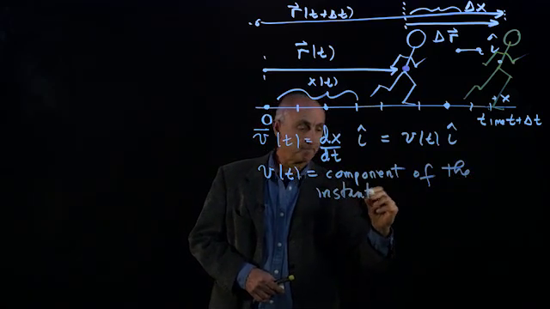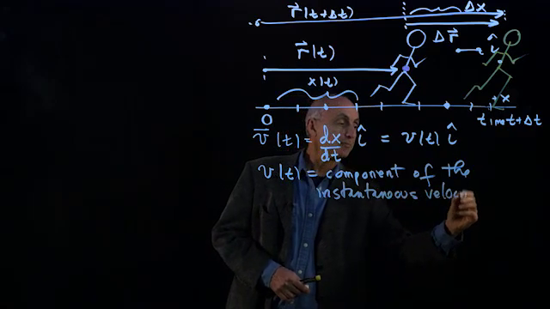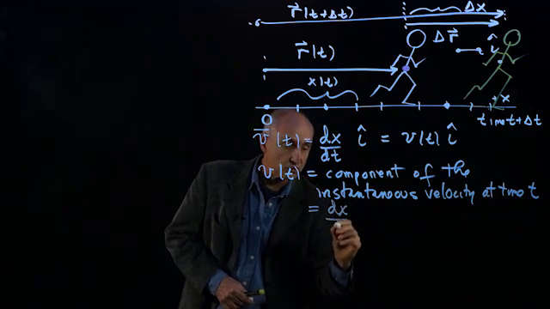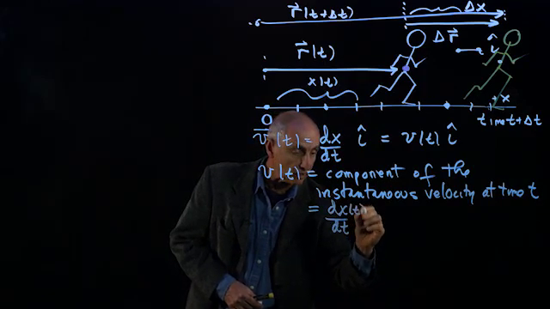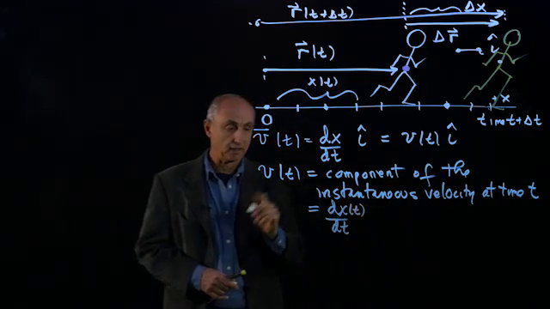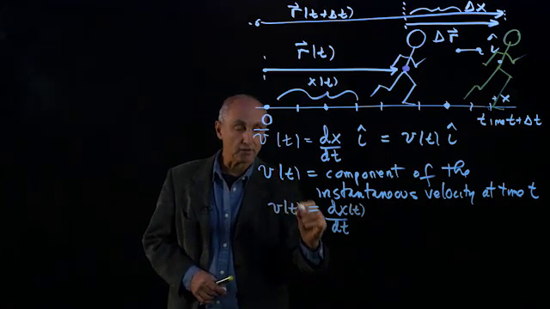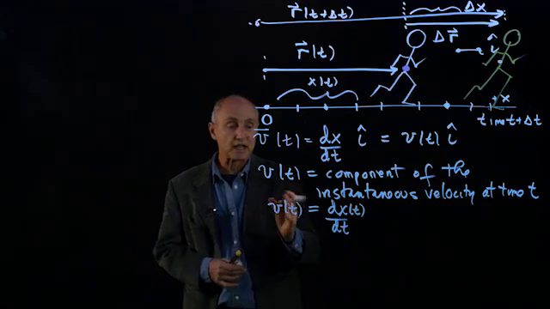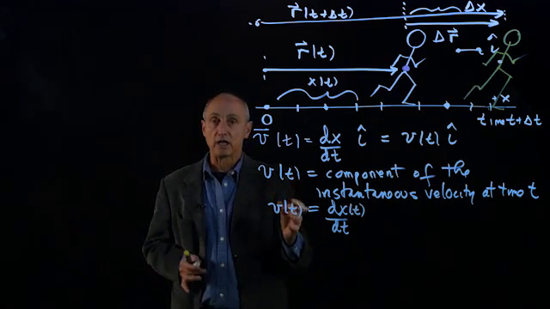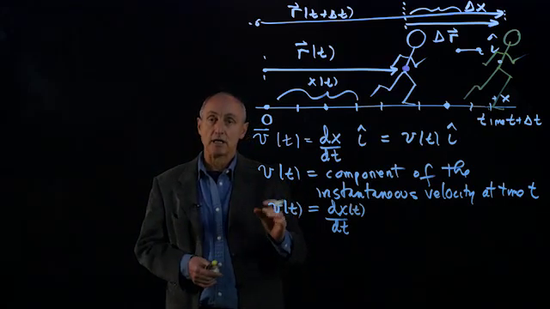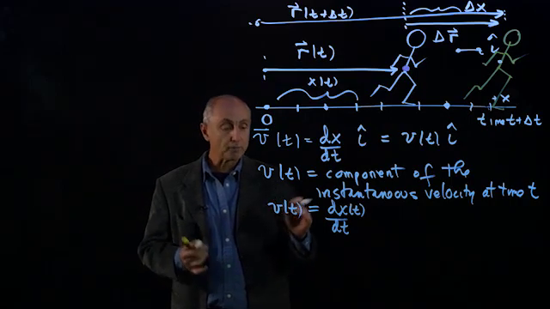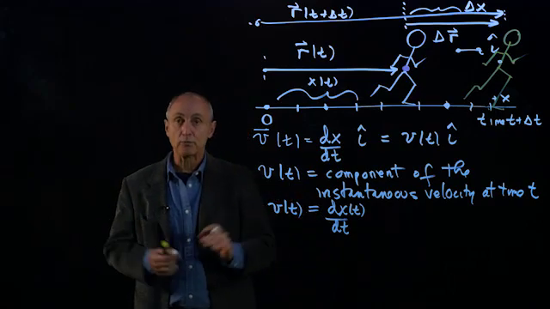velocity at time t. Now remember, this is just a symbol, but we describe this as the derivative of the position function, which I'll indicate as a function of time. And that's what we mean by the component of the instantaneous velocity. Now what we would like to do is ask ourselves, how does the velocity change in time if the runner is increasing their velocity? Well, in general, we'll do exactly what we did before.